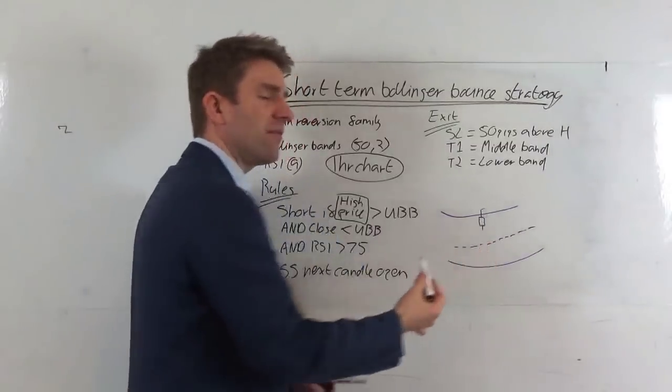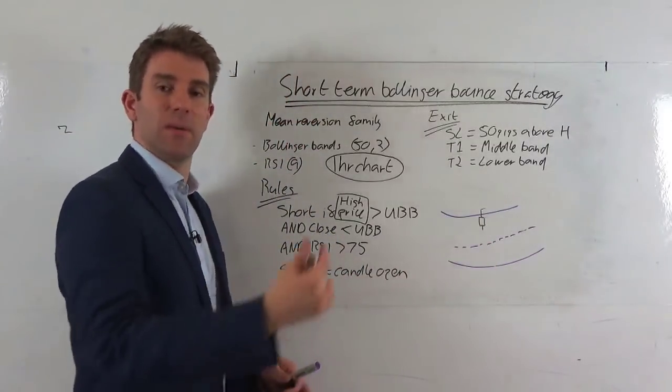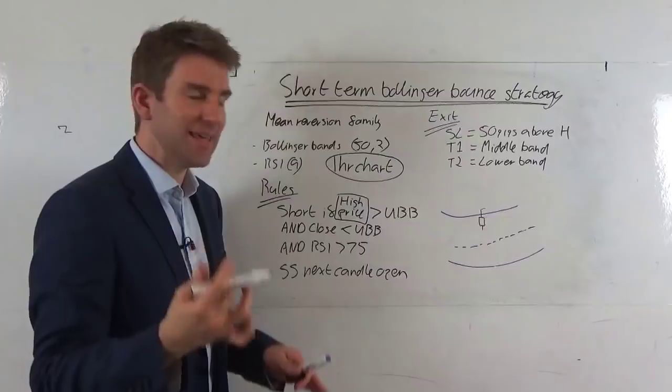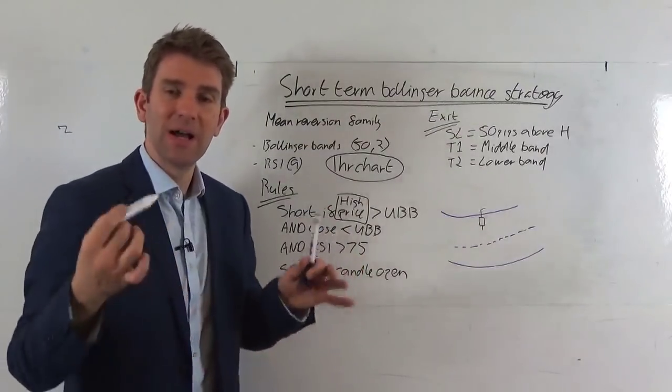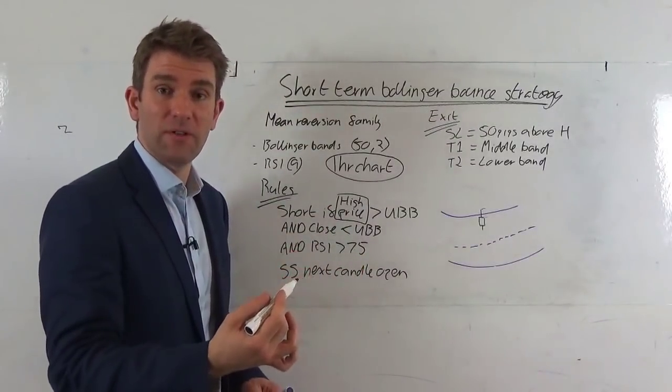If it's closing above, we don't want it. We're not going to get involved in it. We want to see it poke above, but come back. That's the key thing to this. That's the signal candle. That says, hey, we've done the first part of the filter process.